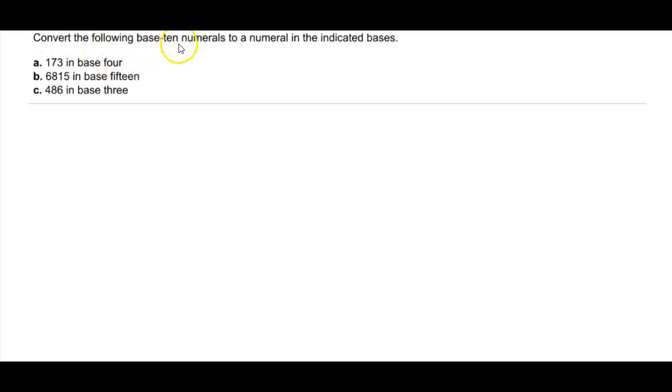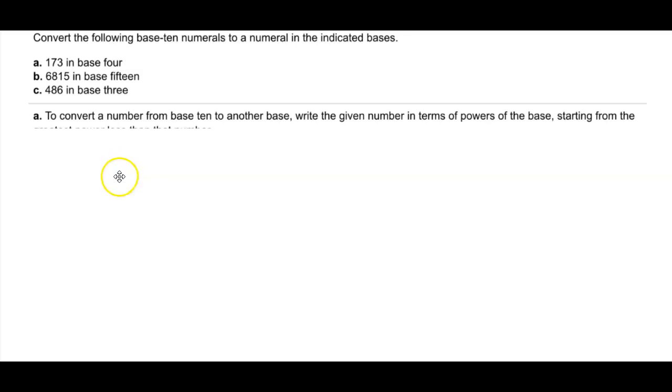Convert the following base 10 numerals to a numeral in the indicated bases. For part A, 173 in base 4. To convert a number from base 10 to another base, write the given number in terms of powers of the base, starting from the greatest power less than that number.